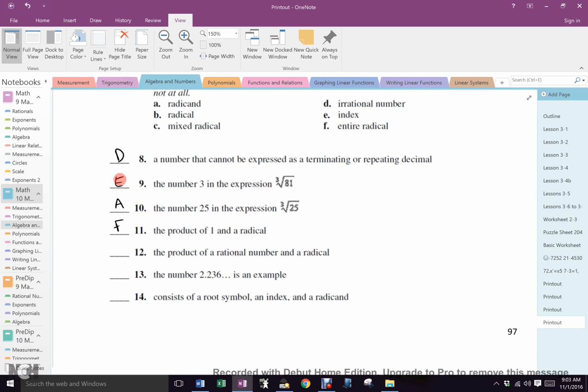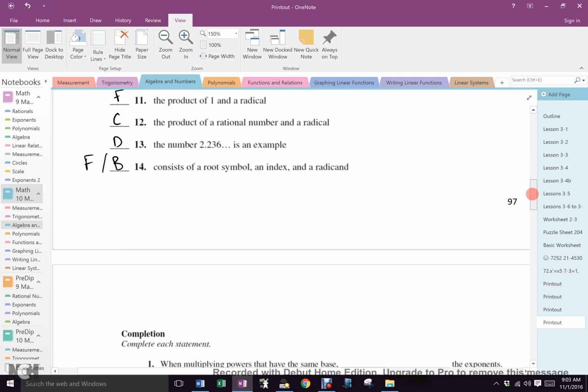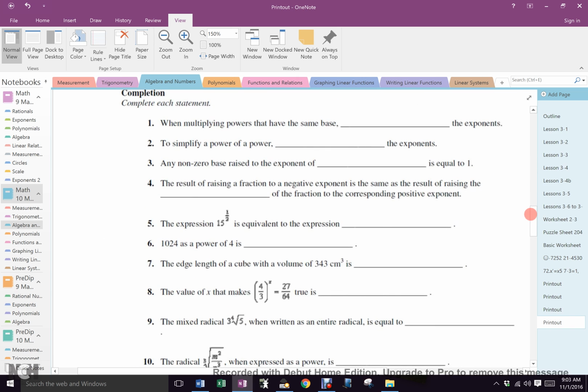12 is C, D, and B, but I would also accept F there. Everybody good? Okay, and remember, I'll come back and do any explanations needed at the end.